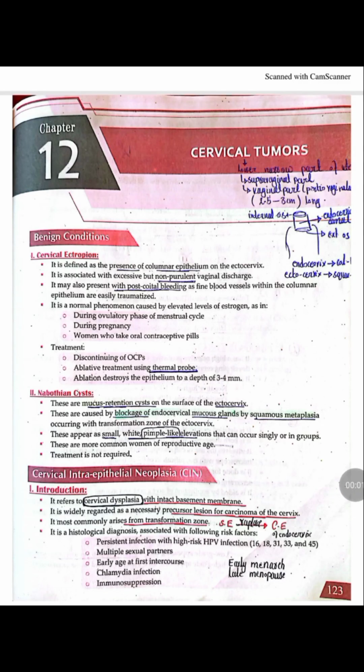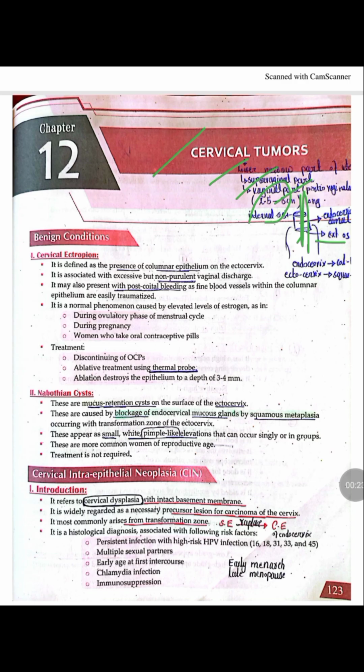Today we will talk about the cervical tumors. So the cervix is the lower and narrow part of the uterus that includes the supravaginal part and the vaginal part. And the cervix includes the internal os and the external os. And in between the internal and external os is the endocervical canal.